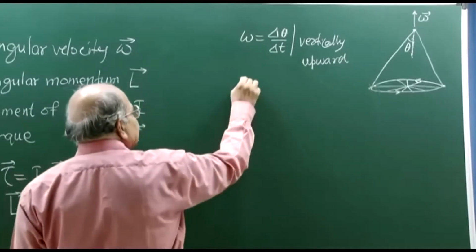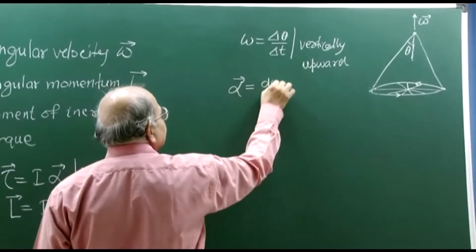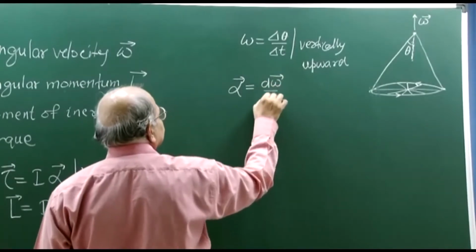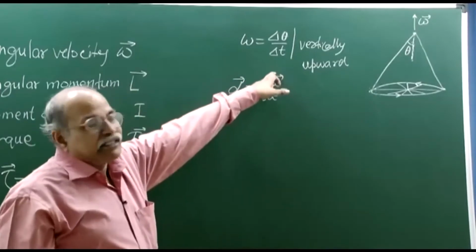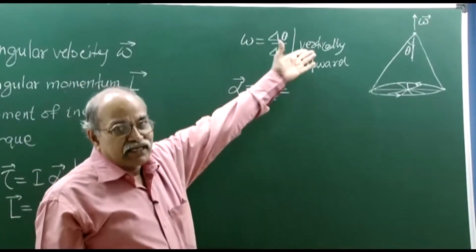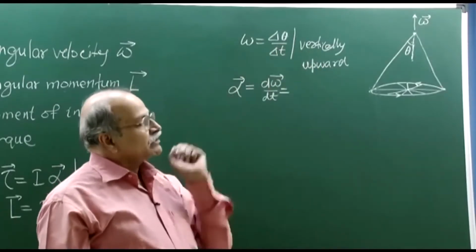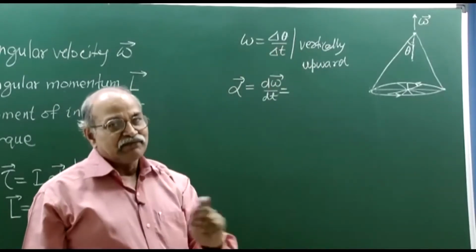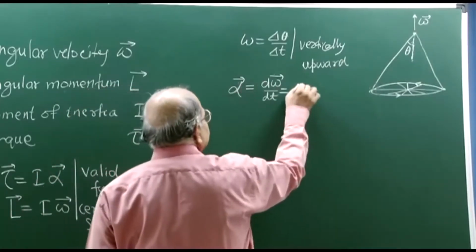What is angular acceleration? Angular acceleration is d omega by dt, but omega is constant in magnitude as well as in direction. The direction is always vertically upward and the magnitude is fixed if I am rotating with a constant rate. Therefore, this angular acceleration is 0.